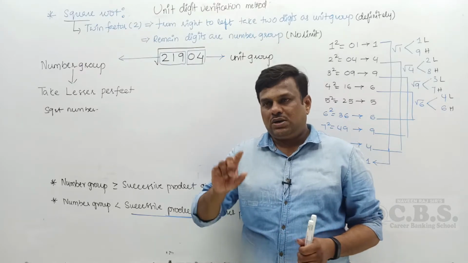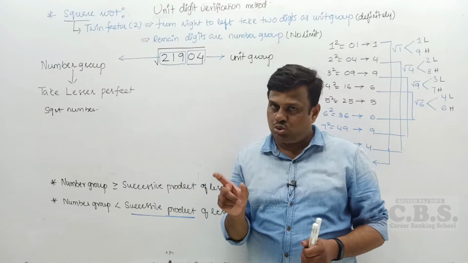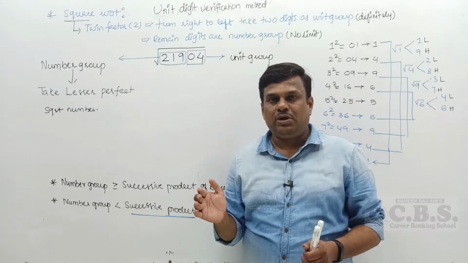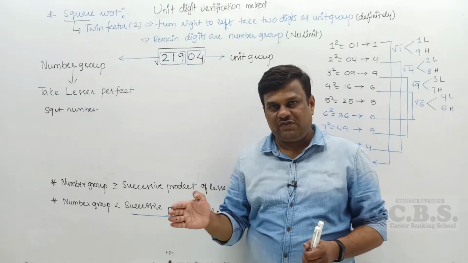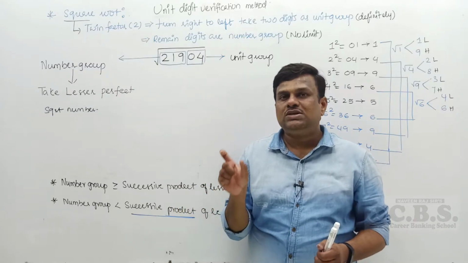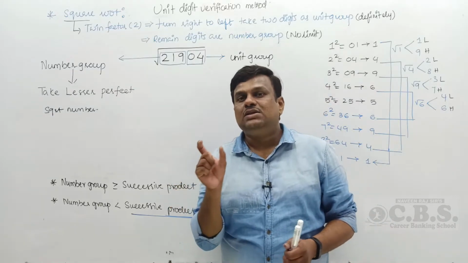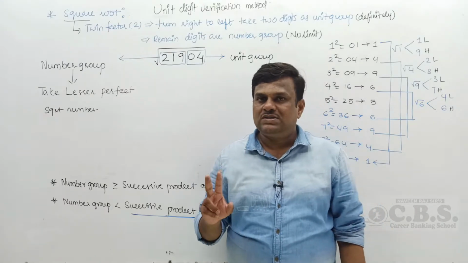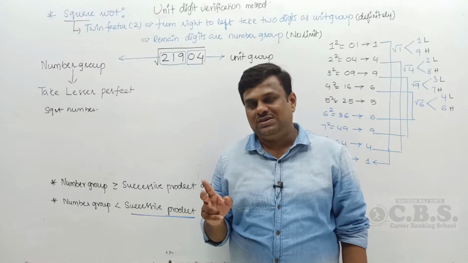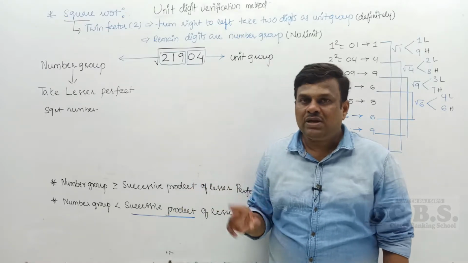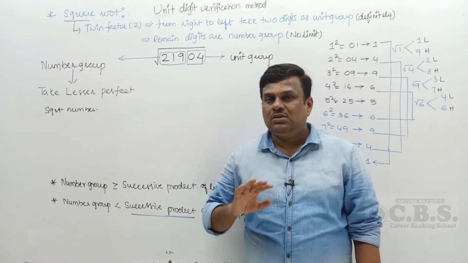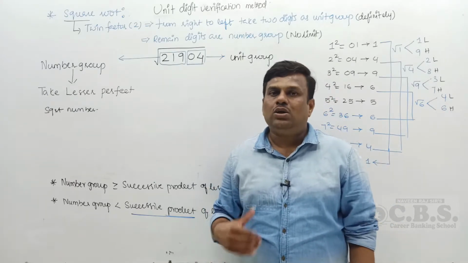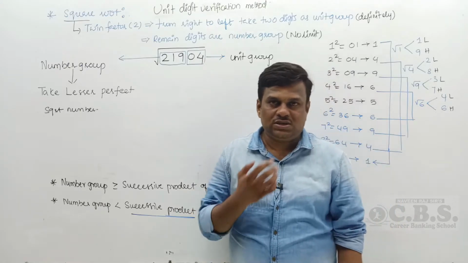A square holds a twin factor. Twin means 2. So from right hand side to left hand side, get my point? Two digits are categorized into a single group. That group is named the unit group. The unit group compulsorily holds 2 digits, and the rest of the remaining digits are called the number group. There is no condition for the number group to hold exactly 2 digits. It can hold 1 digit, 2 digits, 3 digits or more.